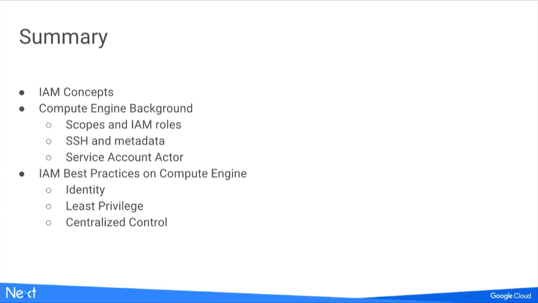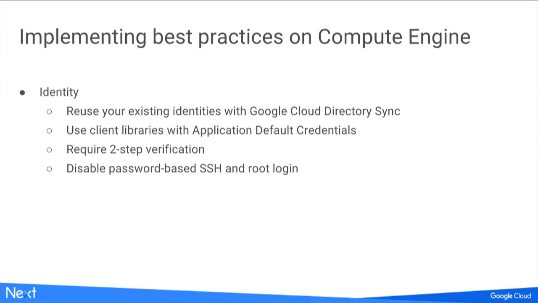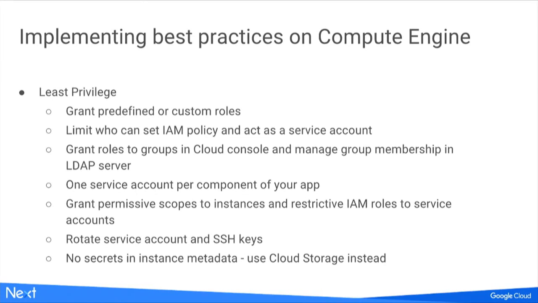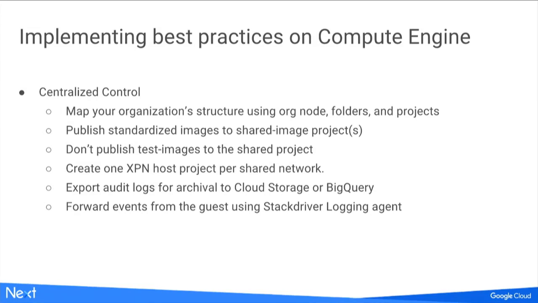Then I shared best practices in these three areas around identity, least privilege, and centralized control. So these were the best practices around identity and how to implement those on Compute Engine. Some of these are general for Google Cloud overall, such as syncing your identities. Similarly, the best practices that I showed for least privilege. And then best practices around centralized control, in particular around using the organization node and resource hierarchy.